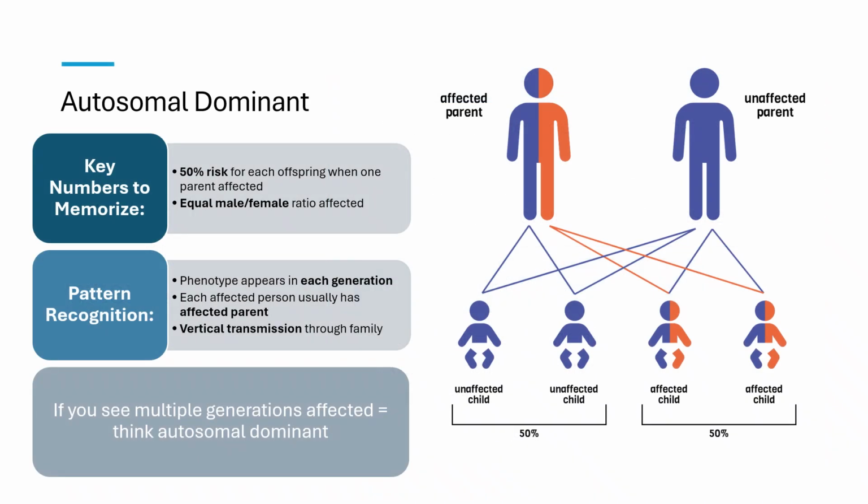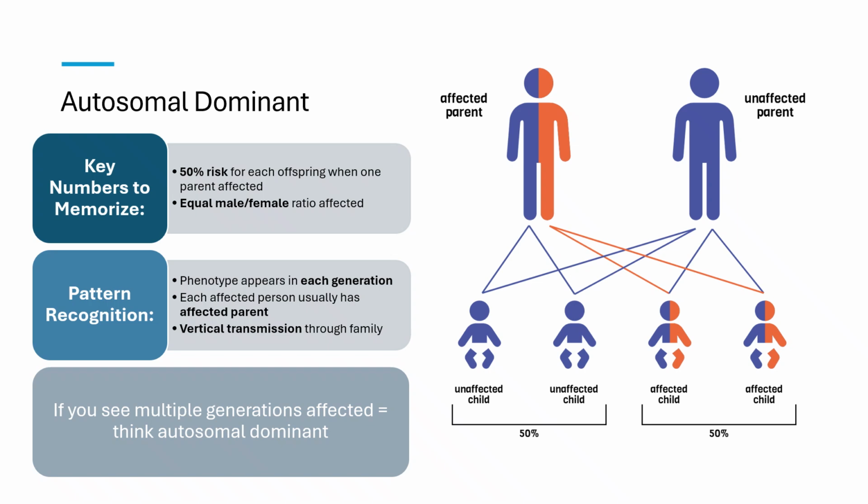Autosomal dominant inheritance occurs when just one copy of a mutated gene is enough to cause disease. Each child of an affected parent has a 50% chance of inheriting the mutation. This is because the parent has one normal and one mutated allele, and either can be passed on. This risk stays the same for each pregnancy, regardless of past outcomes. Both males and females are affected equally because the gene is on an autosome, not a sex chromosome.